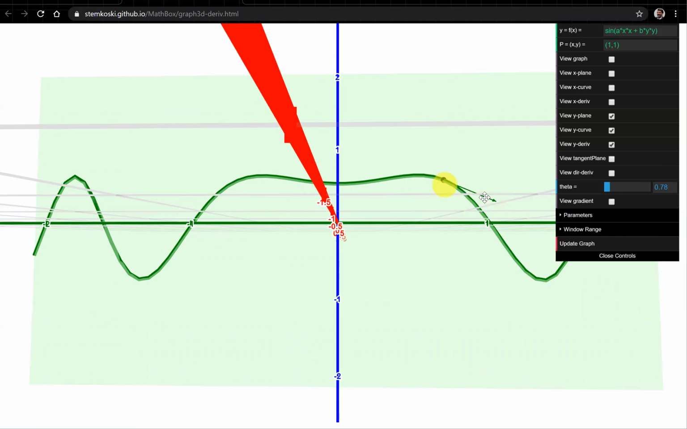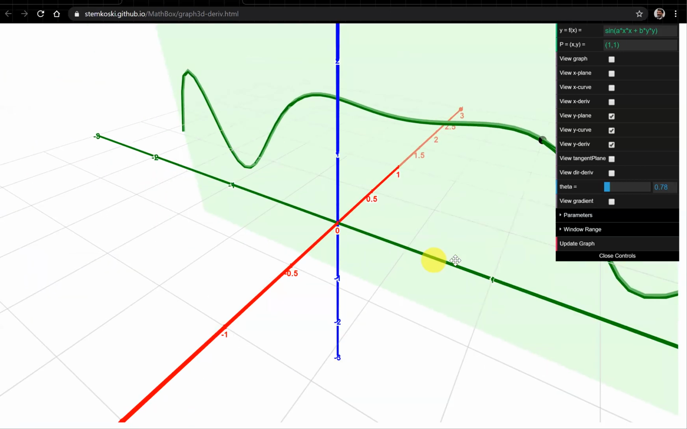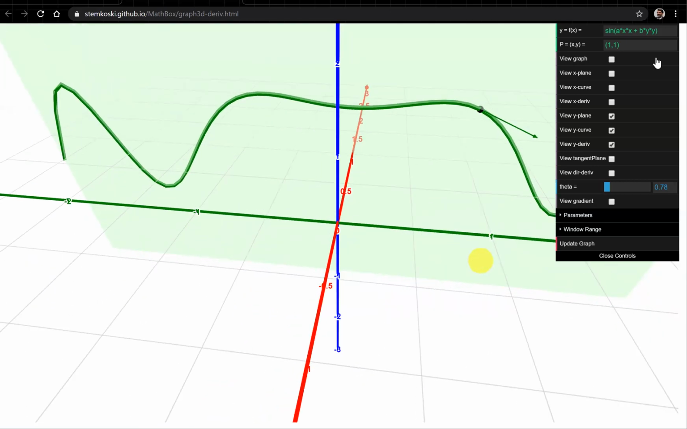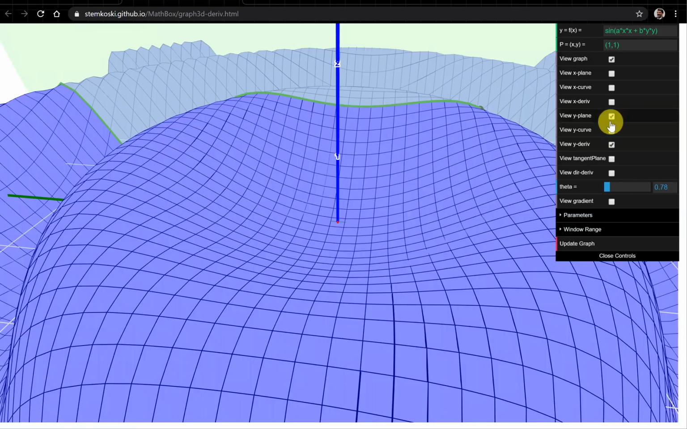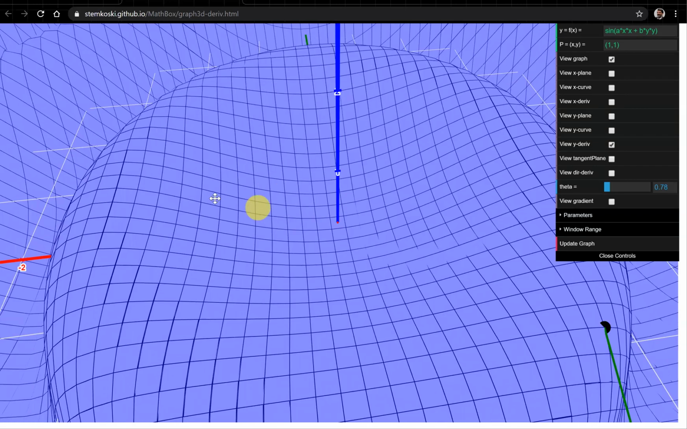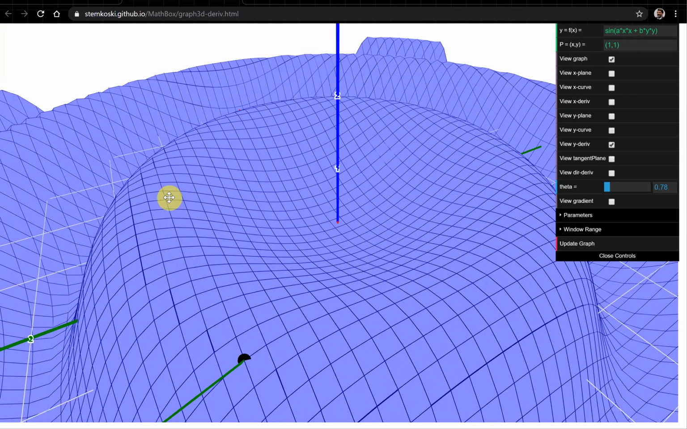Right? As y is changing, z is also changing. In this case, z is sloping downwards a little bit. So again, putting the original graph back on. Let's temporarily hide these things, but leave the derivative on. Let's bring this back into view.